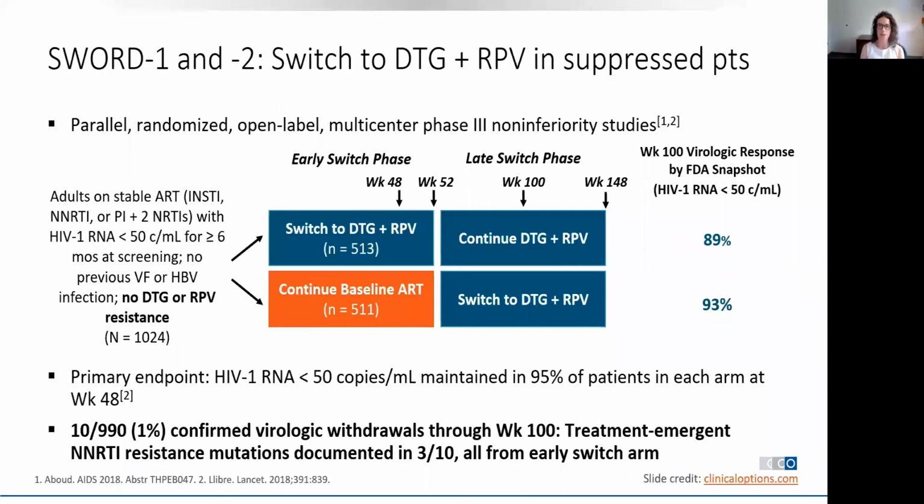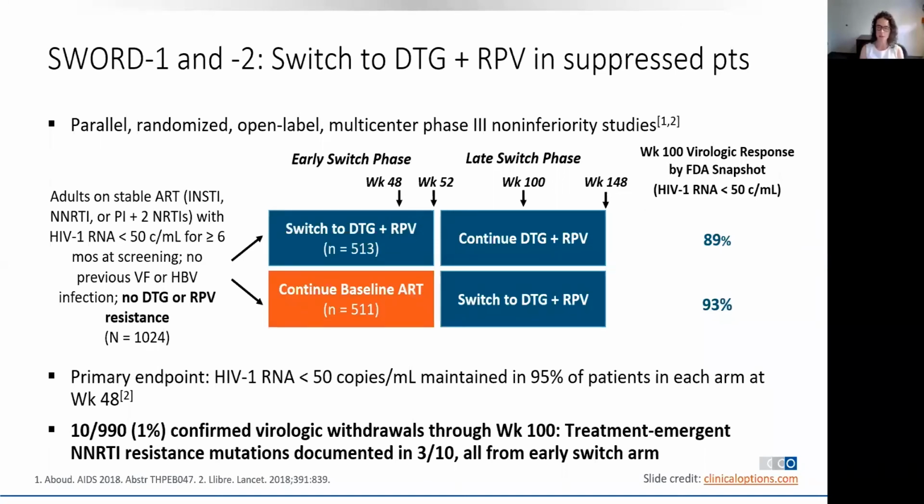So lastly, one of the other options was switching to dolutegravir and rilpivirine and avoiding NRTIs in general. And this was studied in the SWORD study, which was a randomized trial, basically having patients who are virologically suppressed. They were continued on their baseline ART or switched to dual therapy with dolutegravir rilpivirine. And at week 48, 89% as compared to 93% had maintained virologic suppression at less than 50 copies.